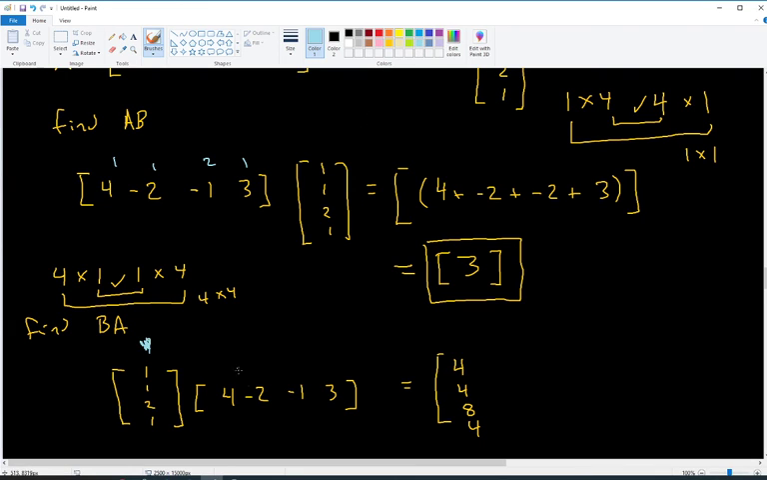So next we grab the next number, which is a negative 2. We're going to multiply on down. So negative 2 times 1 is negative 2. Negative 2 times 1 is negative 2. Negative 2 times 2 is negative 4. And negative 2 times 1 is negative 2.